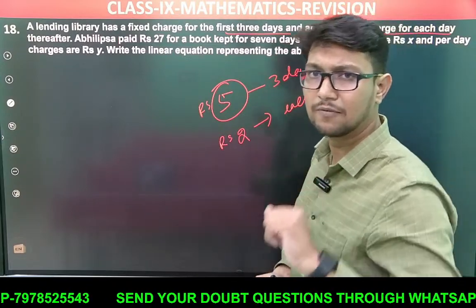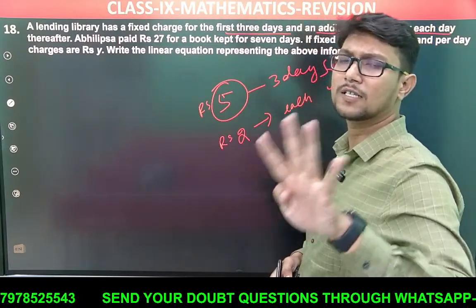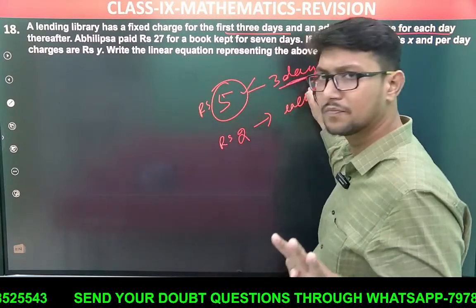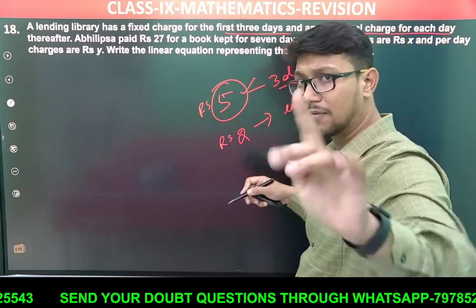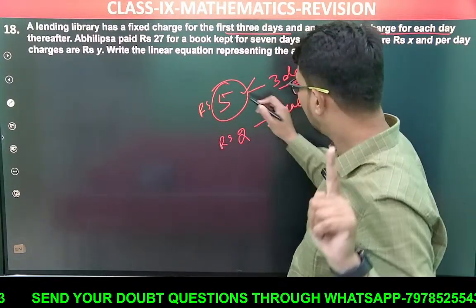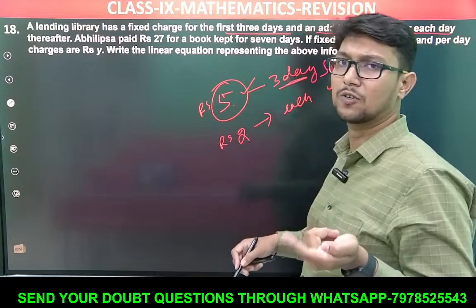Let us say you have kept a book for 4 days. So you have to pay how much? 5 for the first 3 days, and for one more day, 3 plus 1 for 4 days, 3 is the fixed charge plus 1, 5 plus 2, 7 rupees.